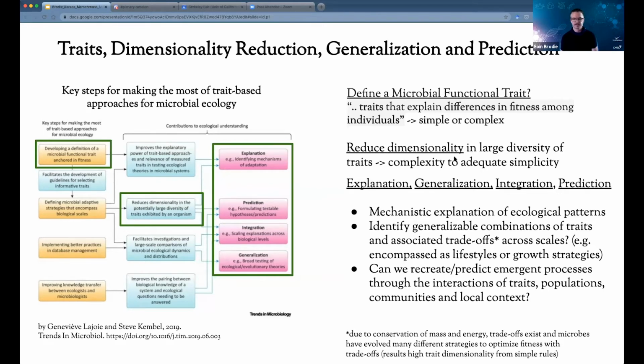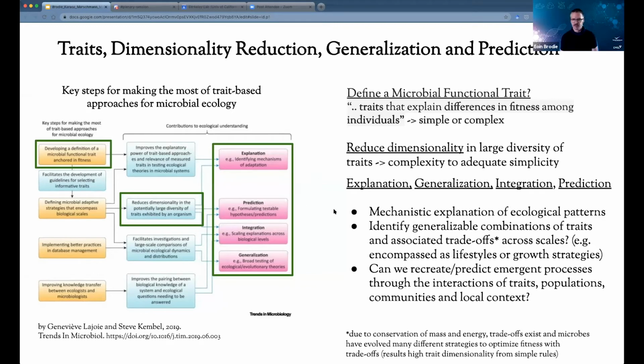Now, microbes have adapted and optimized many different ways to overcome the constraints of mass and energy balance in optimizing how and when and where they perform certain activities, or the balance of certain activities. So that leads to a large amount of trait complexity. And our goal is to turn that complexity into adequate simplicity, and adequate depends on your scale. It also depends on your question.